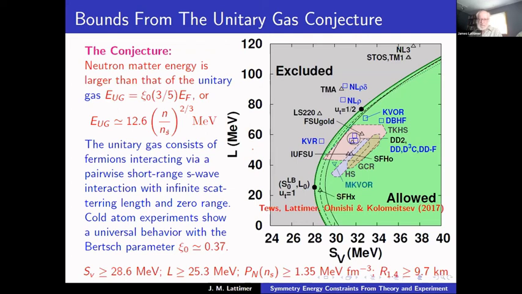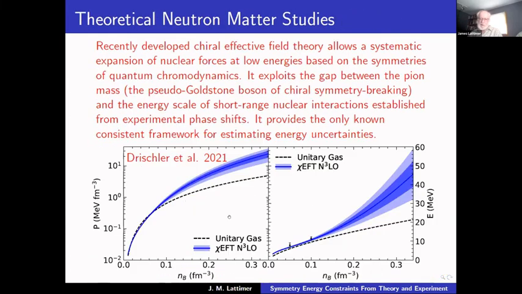Now, the conjecture comes about from the fact that pure neutron matter should, if anything, be more repulsive than the unitary gas, because the scattering length is not infinite and the range is not exactly zero; it's small, but finite. In addition, there are three-body interactions which are generally repulsive as well. So the conjecture is that the energy of pure neutron matter should always be greater than the energy of a unitary gas. That's certainly true for the N3LO calculations as shown here. It doesn't apply to the pressure.